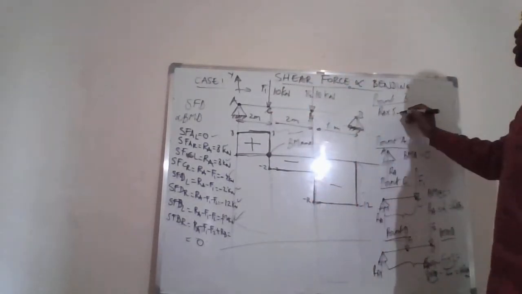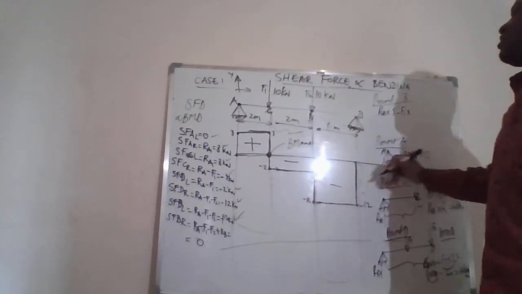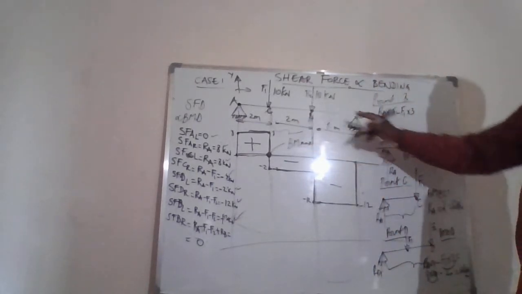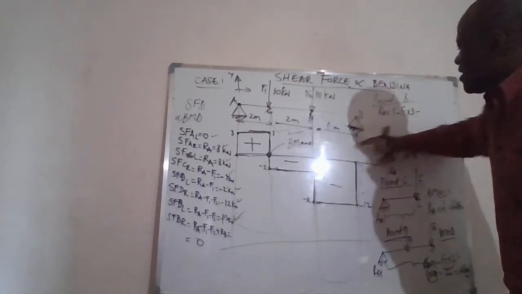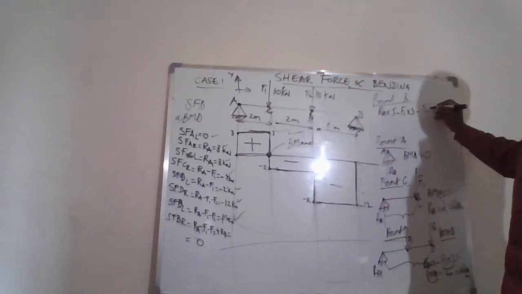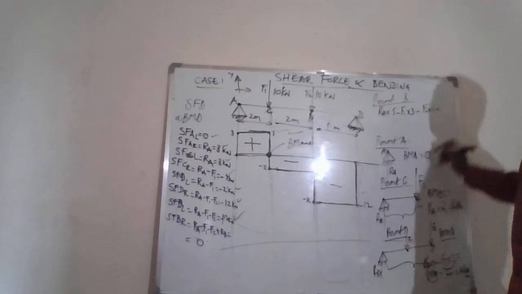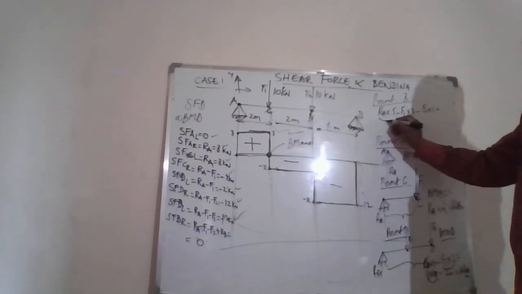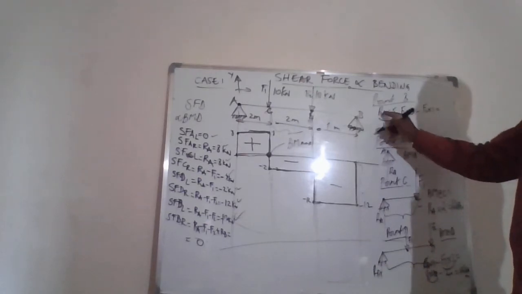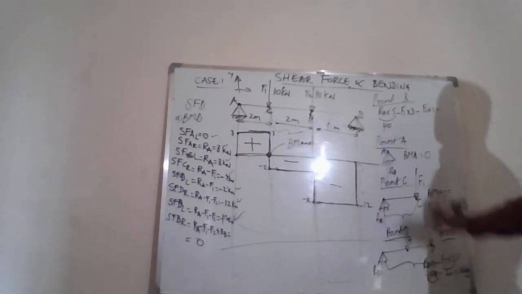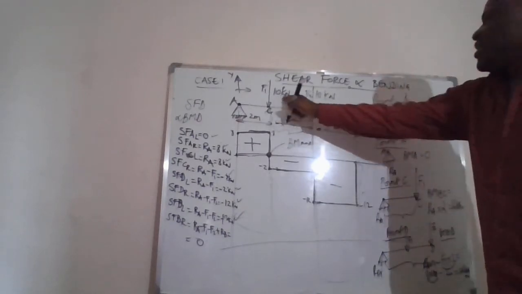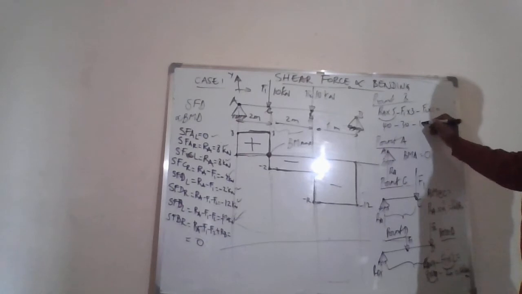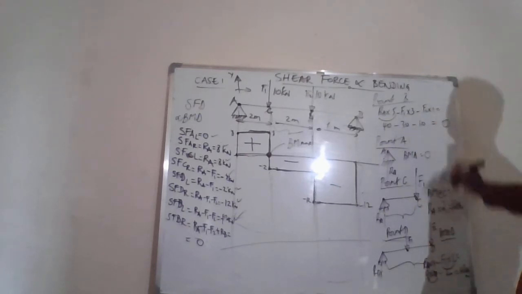F1 will create an anti-clockwise moment times the moment arm, which is 3. F2 will create an anti-clockwise moment with the moment arm, which is 1. Then RA times 5, which will be 8 times 5, which is 40. 10 times 3, which is 30, minus 10, and this will give us 0.